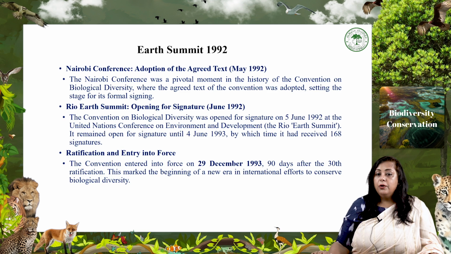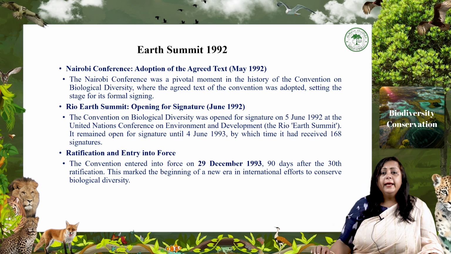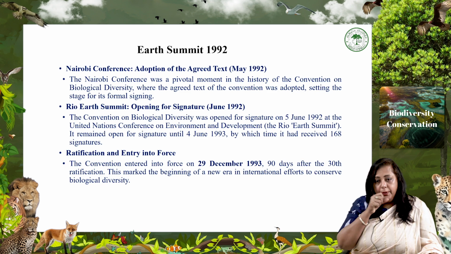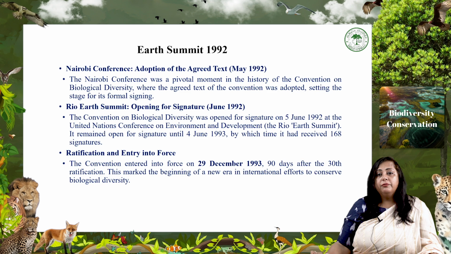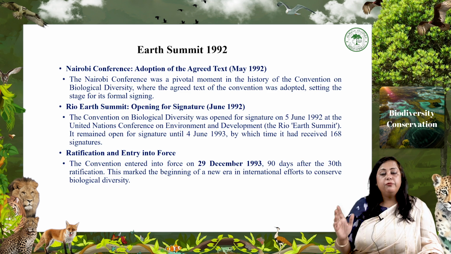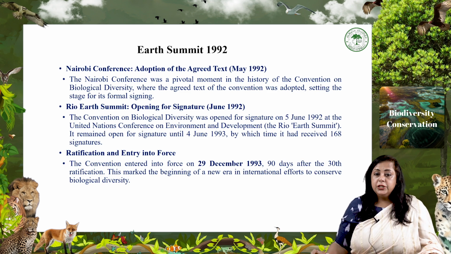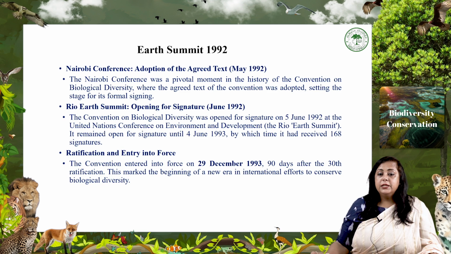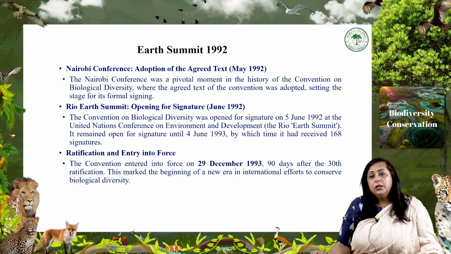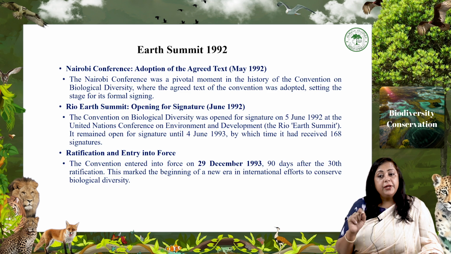Rio Earth Summit, opening for signature June 1992. In May 1992, the Nairobi text was produced, and when the text was ready, it was opened for signature by the states. The Convention on Biological Diversity was opened for signature on 5th June 1992 at the United Nations Conference on Environment and Development, the Rio Earth Summit. It remained open for signature until 4th June 1993, by which time it had received 168 signatures. This was the record number of signatures any convention received at the time.